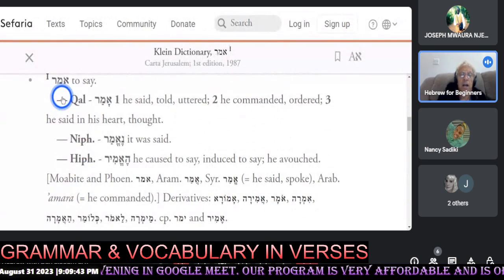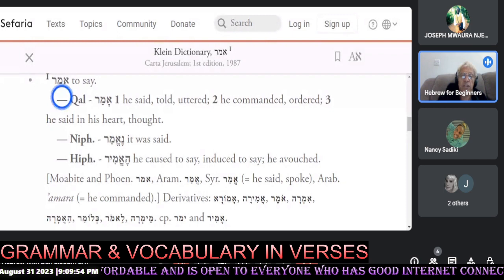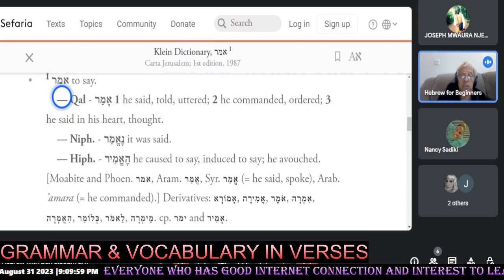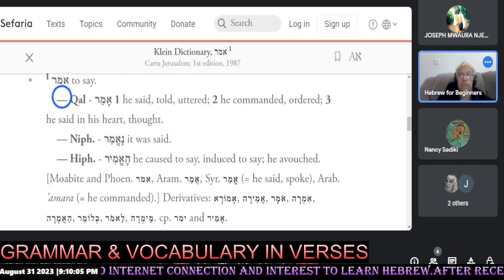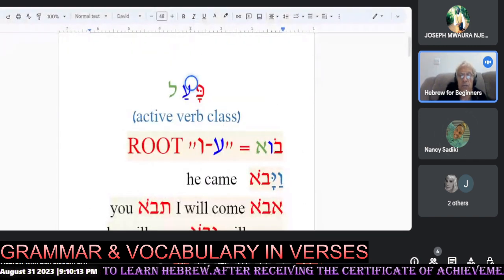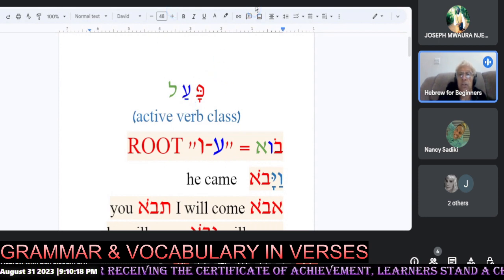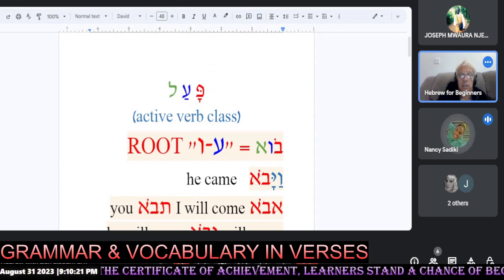What is this Kal? Kal is the name of our first verb class. We've talked a little bit about these verb classes, active verb classes, passive verb classes. So Kal is the simple first verb class. Sometimes it's called pa'al, and it relates to what we were studying in our grammar discussion. Pa'al is the first verb class, the active verb class. It's also known sometimes as Kal.